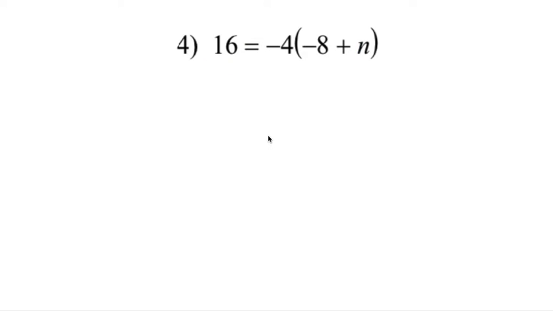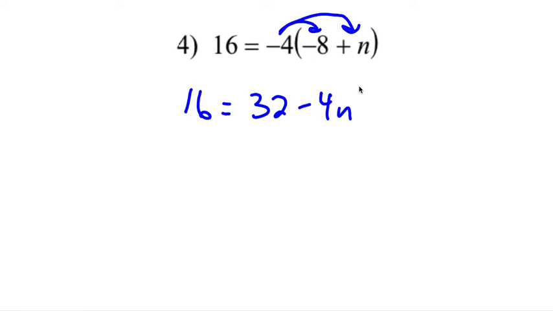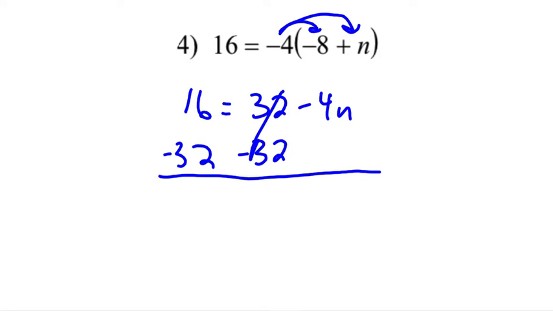Again, I see a distributive property, so I'm going to bring down the 16 equals and then distribute this through. So -4 times -8 is 32. And -4 times n will be a -4n. Now we need to move the number that does not have the variable, so I have to move this 32. So -32, -32. 32 minus 32 is 0, they cancel. Over here, 16 minus 32 is -16.